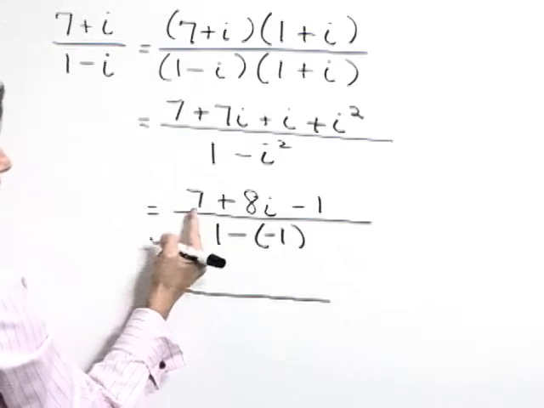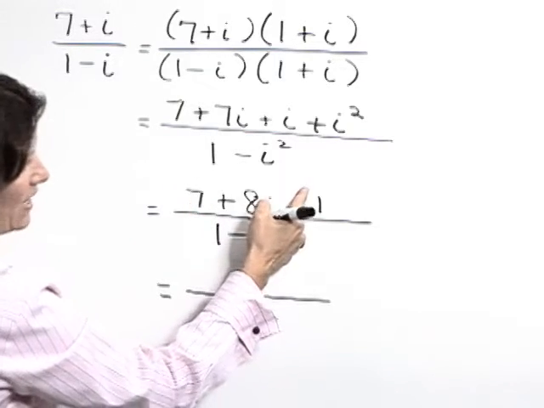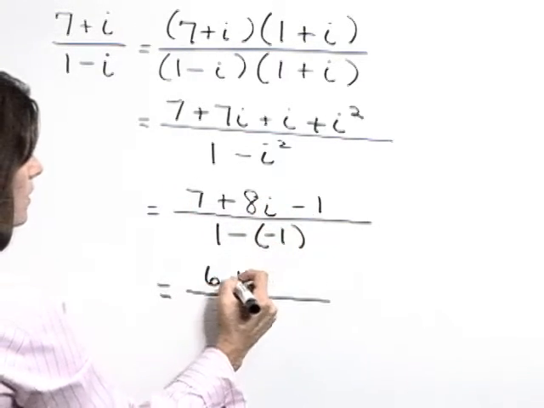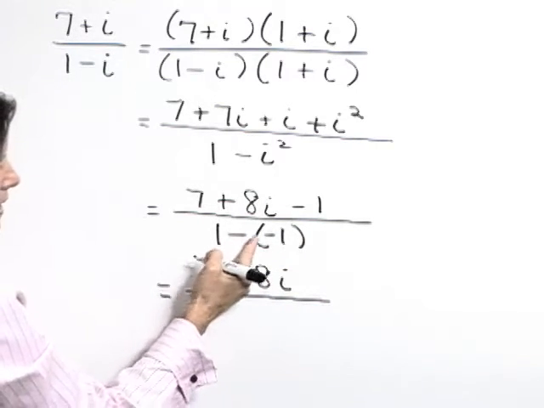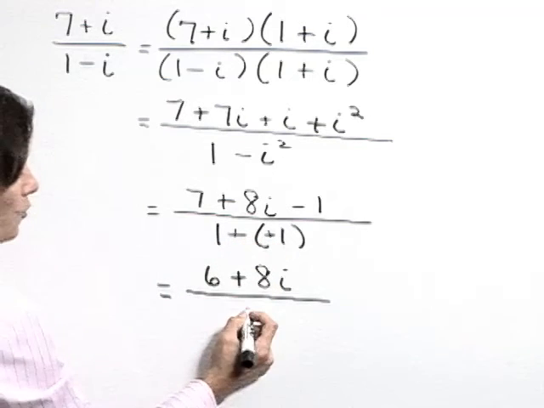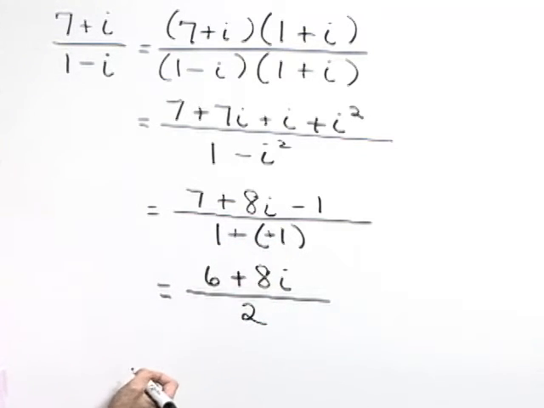Now combine your like terms, 7 plus a negative 1 is 6, plus 8I in the numerator. In the denominator we've got 1 minus the negative 1, that's 1 plus 1, or 2.